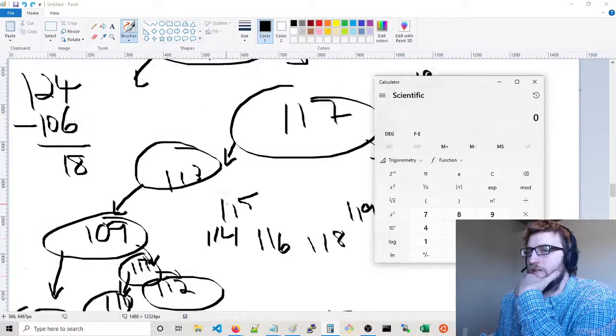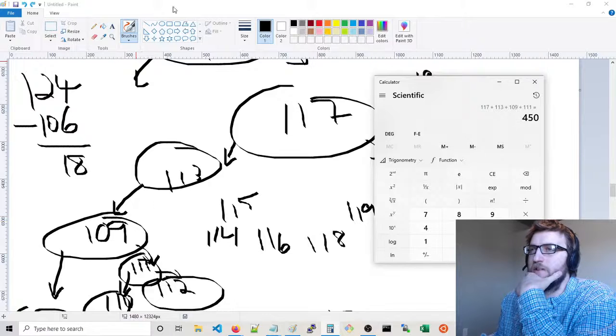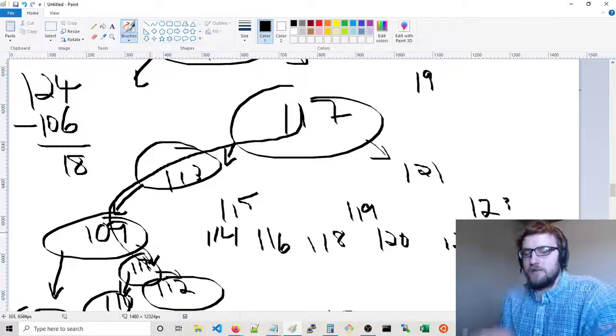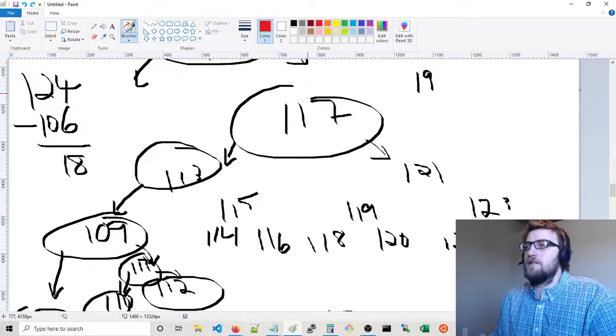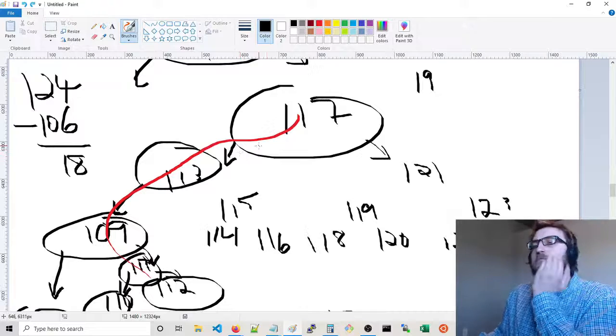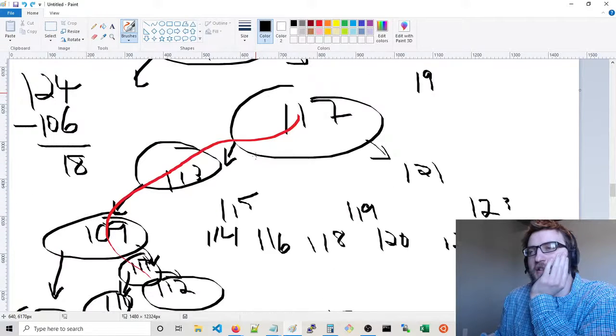Oh no. It's 117 plus 113 plus 109 plus 111. There you go. This is actually the largest path to consider, which is interesting because I wasn't expecting that at all.